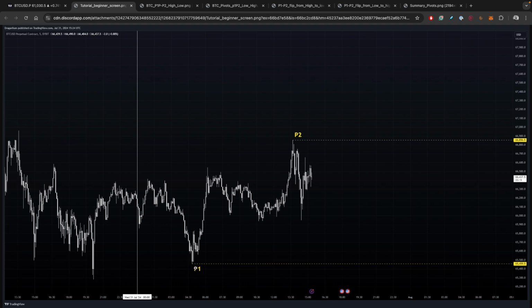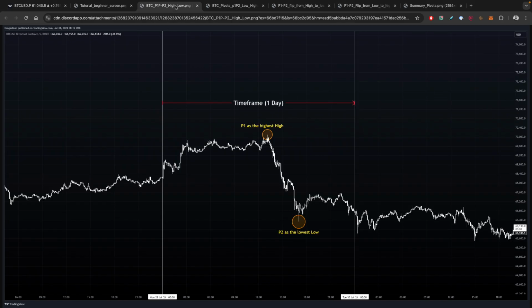So here you have P1 not at the start of the day, but it was put in first. The daily low was put in first and the daily high was put in after. Therefore, the daily low is P1 and the daily high is P2. And here's an example where P1 is the high because the daily high got put in first and the daily low got put in second. Hence, P2 is the daily low.